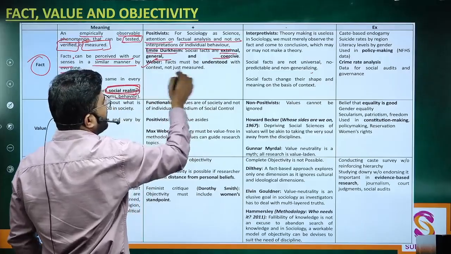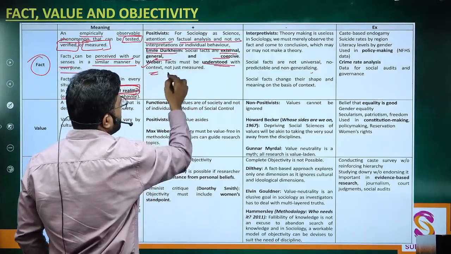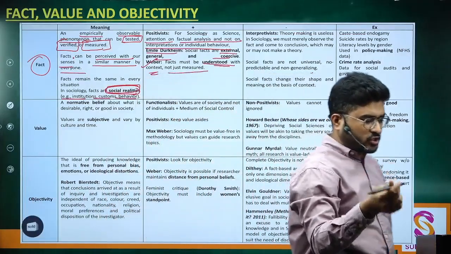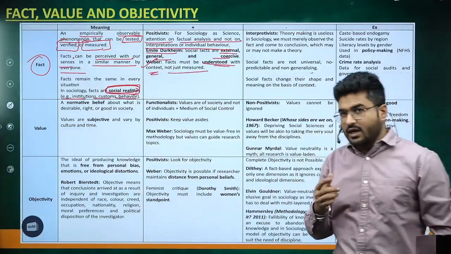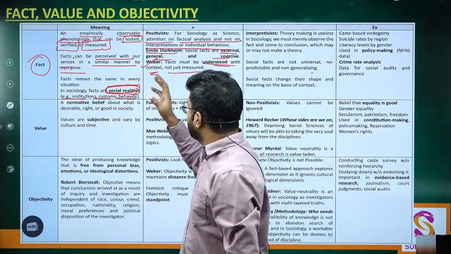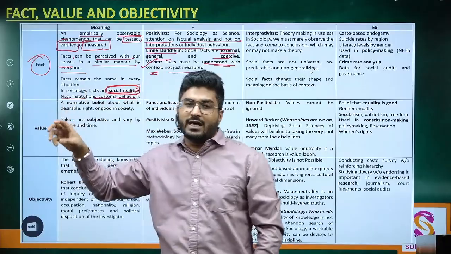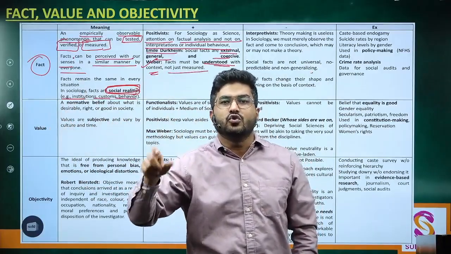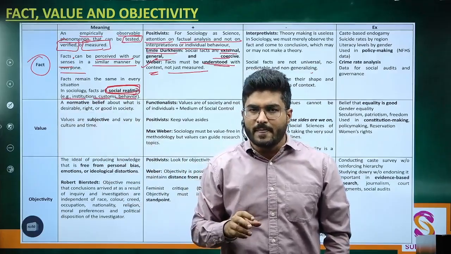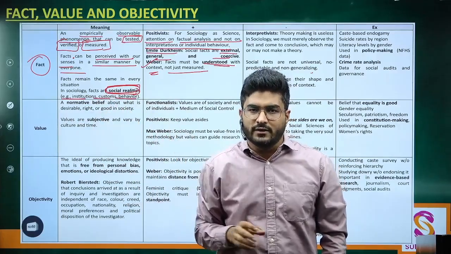According to Weber, facts must be understood with context and not just measured. So when Weber talks about objectivity or fact, he tells us that we should focus on fact within its context, that is, within the social action, within the social interaction which two individuals have, and not on measurable fact.